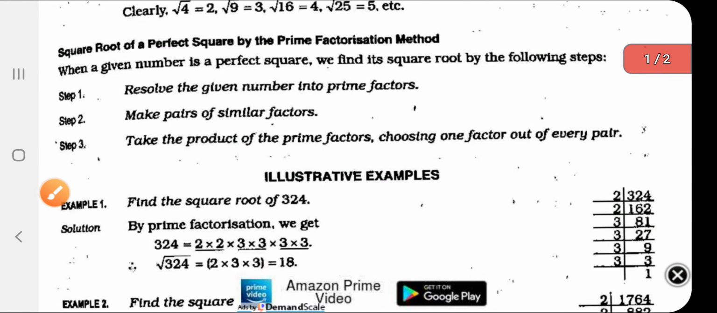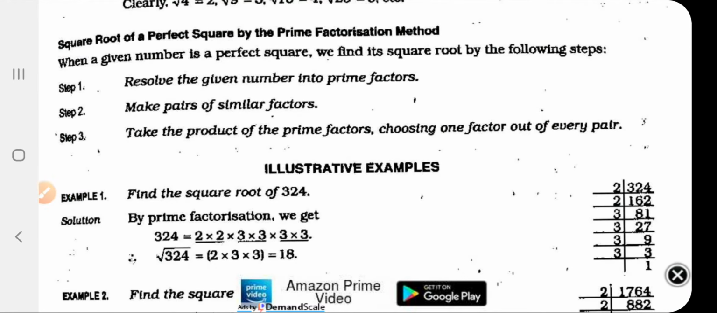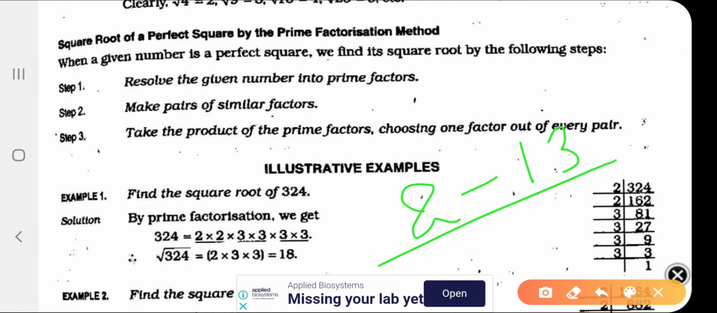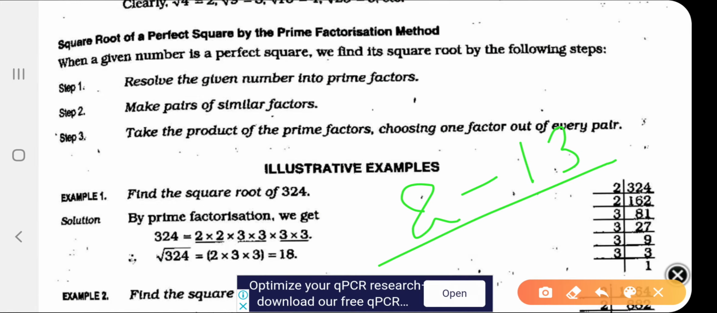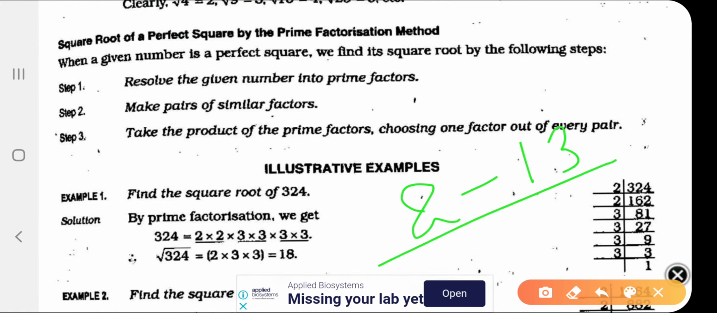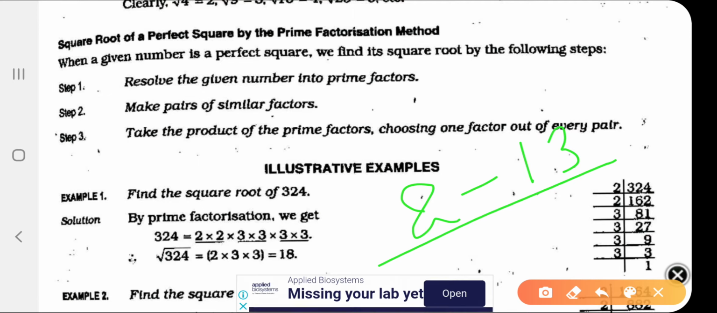Square root of a perfect square by prime factorization method. This is a very simple method. You just have to learn the divisibility rules which have been given to you previously, from 2 to 13. They are going to be very helpful to you. Please learn them before solving this exercise or examples.